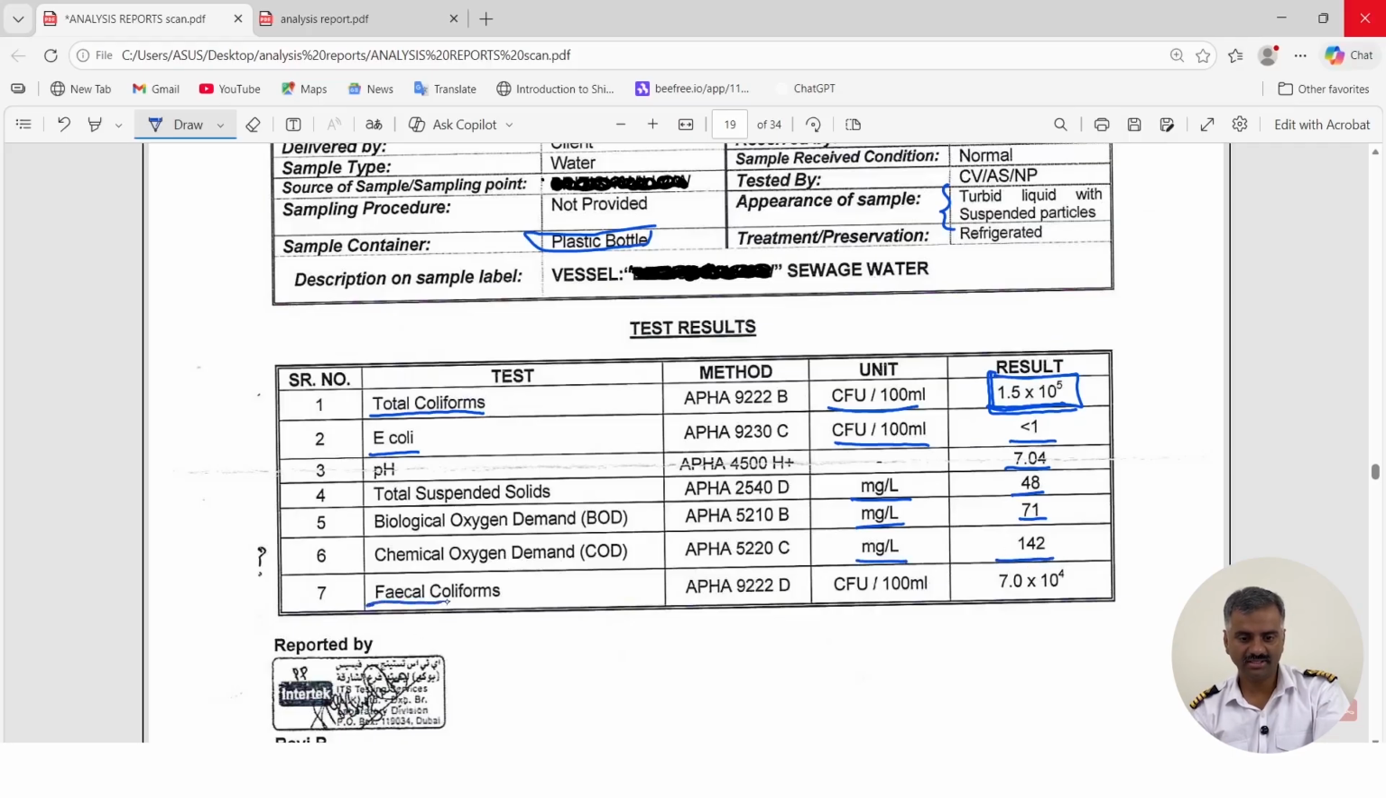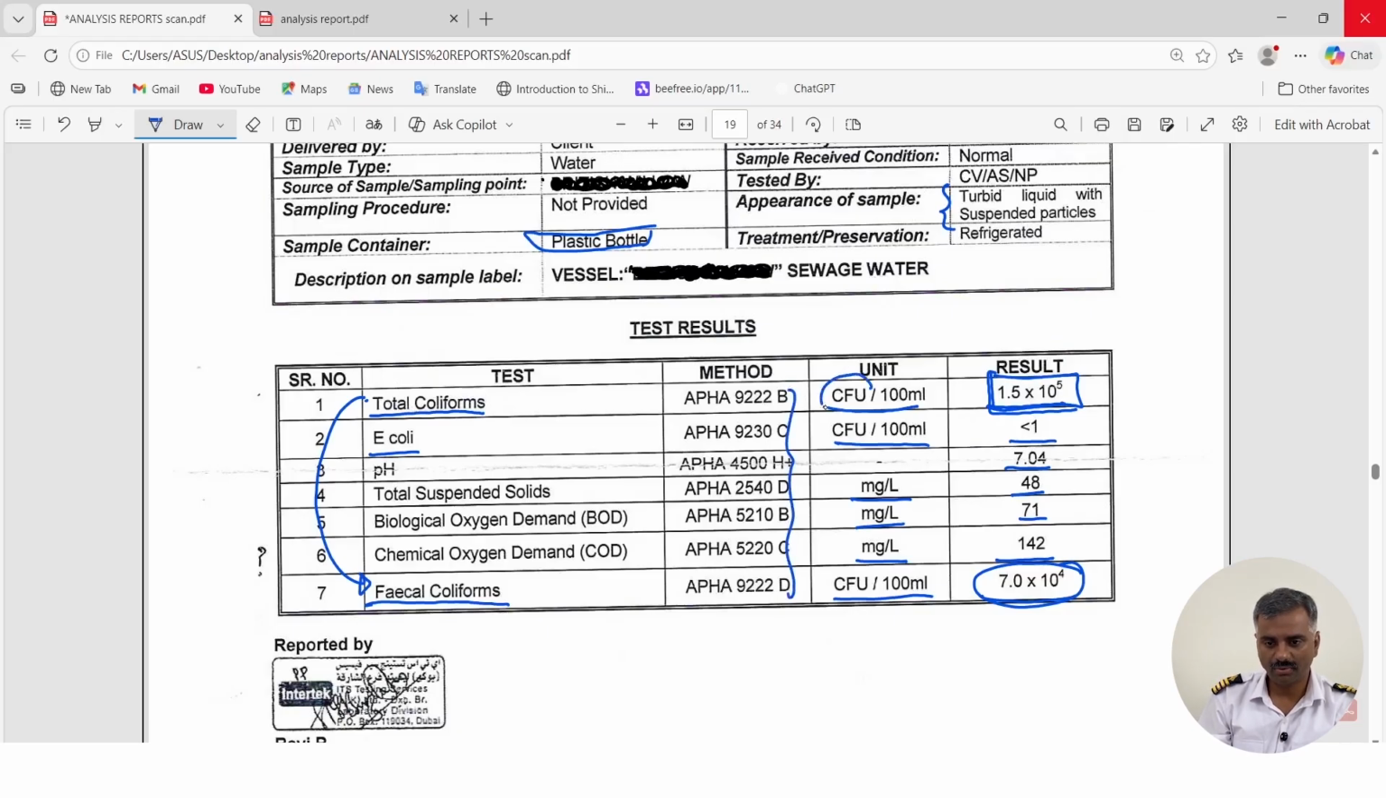And there is fecal coliforms CFU per 100 ml is 7 into 10 raised to the power 4. So out of the total coliforms, there are certain coliforms which are only fecal coliforms, which are found in the feces. So that is 7 into 10 raised to the power 4. Rest are other coliforms. Okay, so these are big terms. Here is the method of testing said.